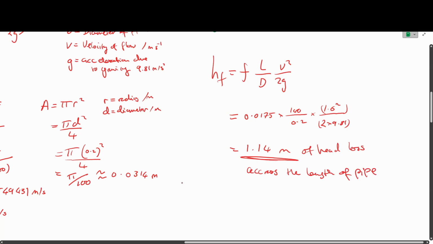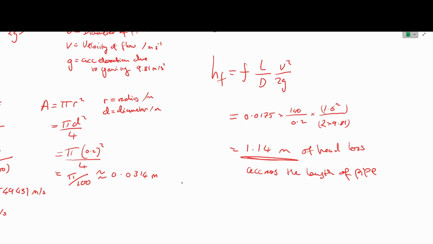Bear in mind, this obviously doesn't account for any minor losses. There are no bends, there are no expansions, etc. The only loss we really have is due to the length and friction of the pipe.